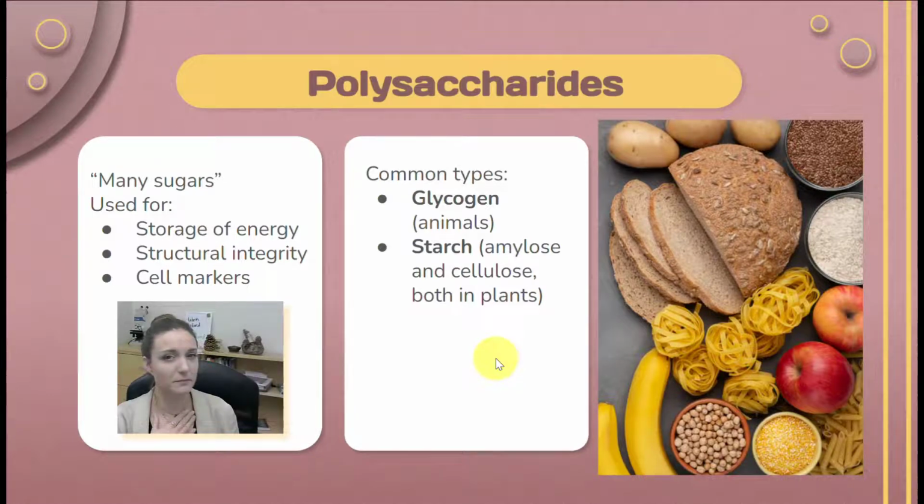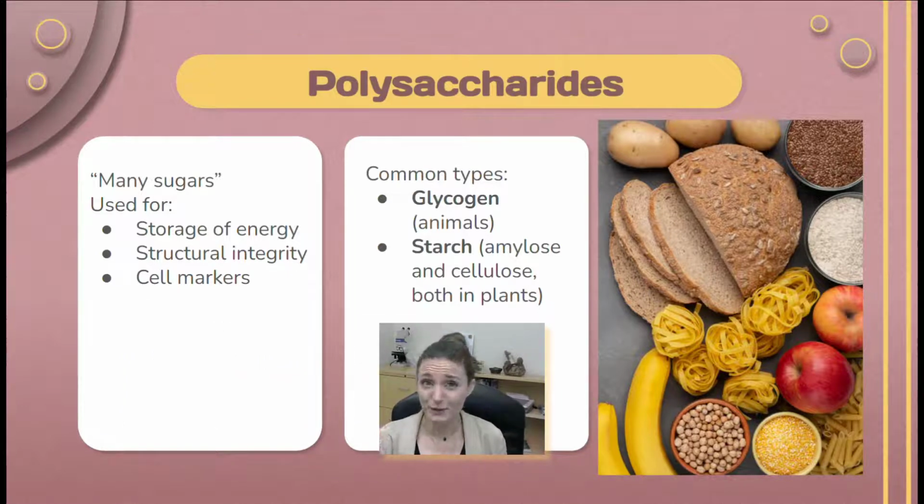Humans don't really use them for structural integrity because our cells don't have cell walls. We do use polysaccharides often for cell markers to indicate what type of cell each cell is. Is this a liver cell? Is this an eyeball cell? Is this a stomach cell? Is this a red blood cell, white blood cell, right? All those differentiations between our cells need to be able to know who they're talking to, who they're connected with. And a lot of that marking, that identification, is done using polysaccharides.